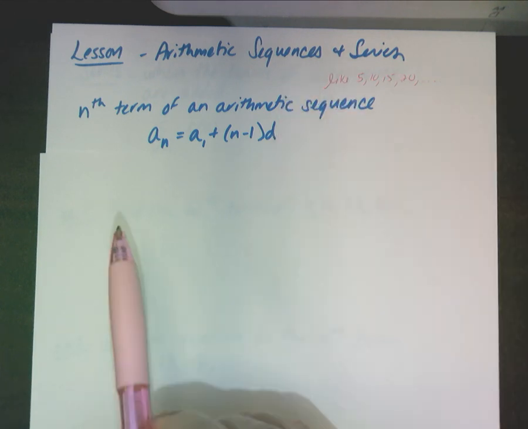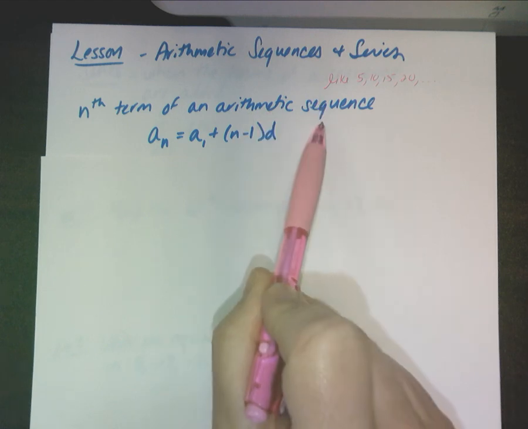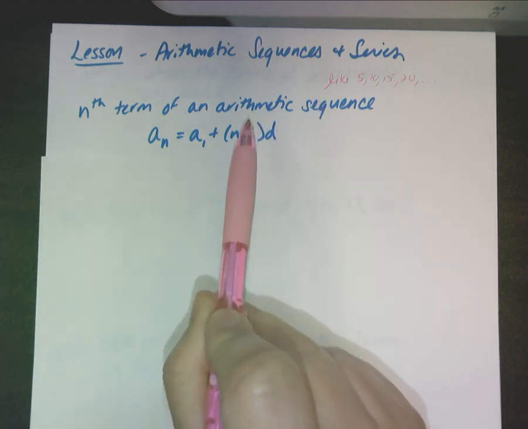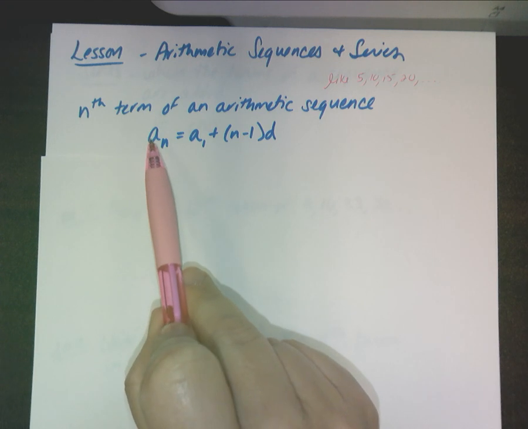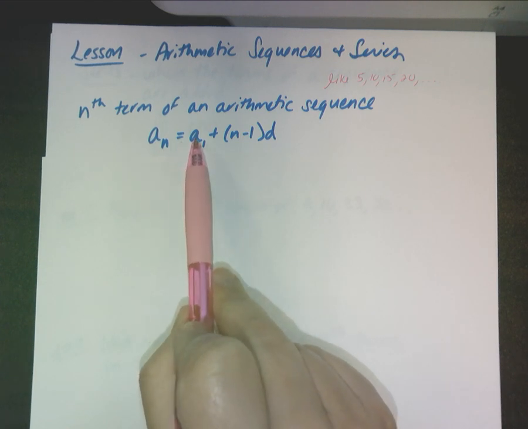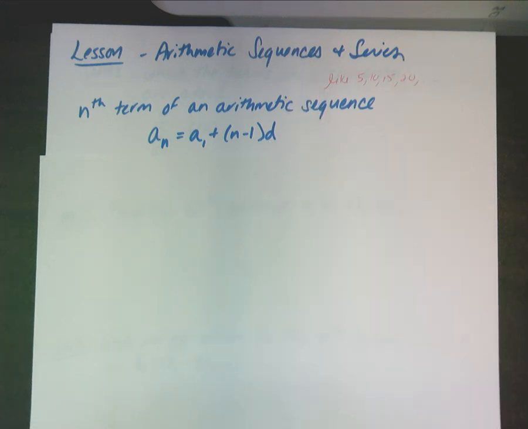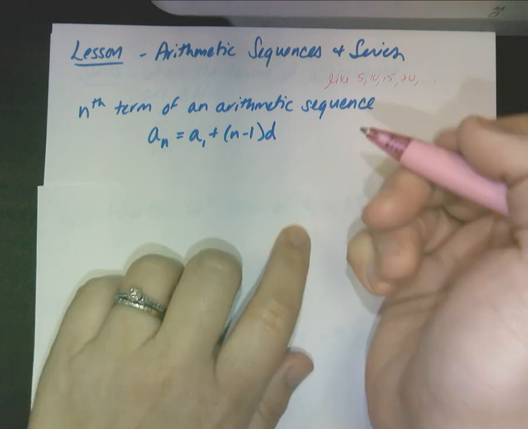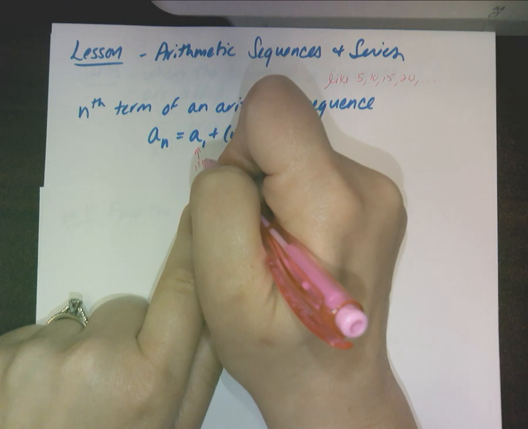negative. So this is the formula to find the nth term of an arithmetic sequence. Arithmetic is when you add or subtract the same number. And it would be a sub n equals a sub 1 plus n minus 1 times d. Now let me explain what these new symbols are. You should have seen them before. This a sub 1 is the first term in your sequence.